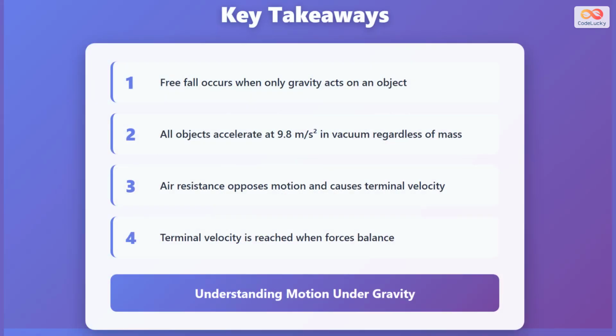Let's summarize the key concepts. First, free fall occurs when only gravity acts on an object with no other forces present. Second, all objects accelerate at 9.8 meters per second squared in a vacuum regardless of their mass. Third, air resistance opposes motion and causes objects to reach terminal velocity. Fourth, terminal velocity is achieved when gravitational force and air resistance balance each other, resulting in constant velocity motion. Understanding these principles helps us explain motion under gravity in both ideal and real-world conditions.